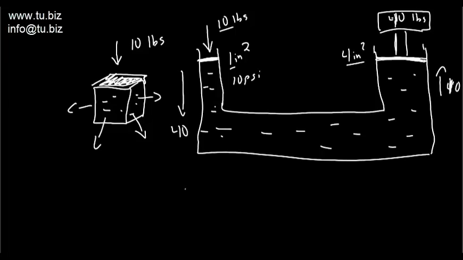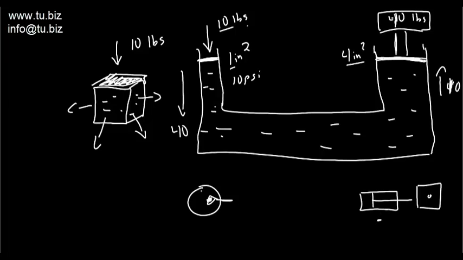Another way to look at it, on this side you have a hydraulic pump. Let's say that's your hydraulic pump over here, and on this side, you have a hydraulic cylinder. And over here, you have a load that you need to move. So this load, 40 pounds, is this thing over here. This area right here is this cylinder right here. And this 10 pounds over here is this pump over here.